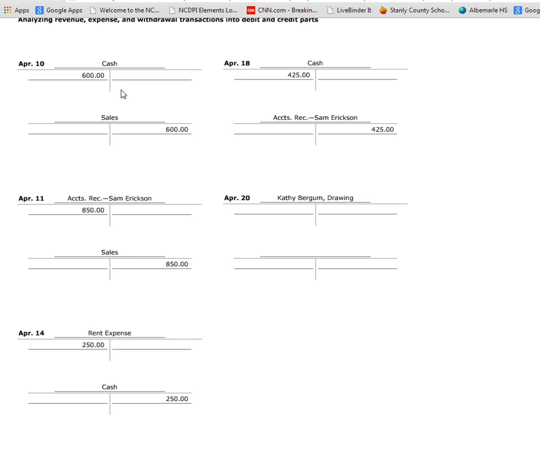Withdrawals decrease owner's equity. We're going to summarize these in its own separate account. It's still an owner's equity account, but we want to keep up with everything withdrawn. So she withdrew $300. It reduces our cash $300. Drawing is set up specifically to reduce the capital account.